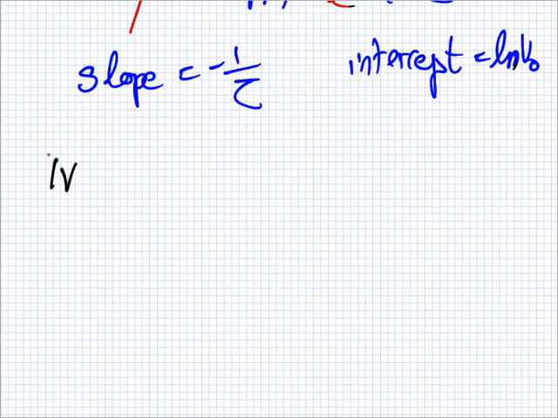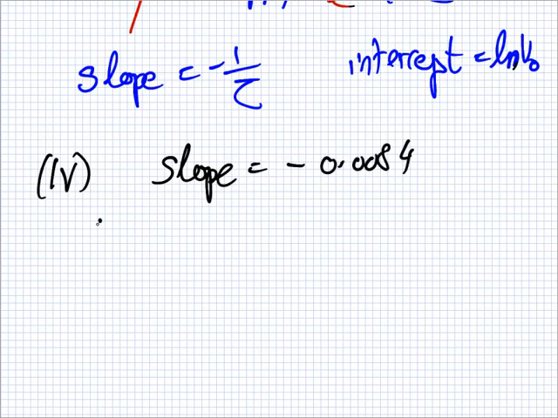For part 4, the slope is minus 0.0084. Therefore, the time constant will be 1 over 0.0084. So for the time constant, I got 119 seconds.